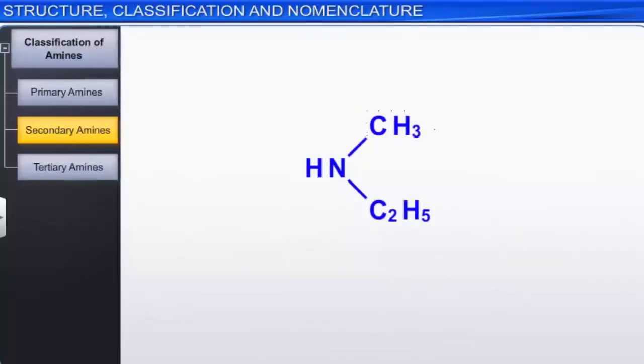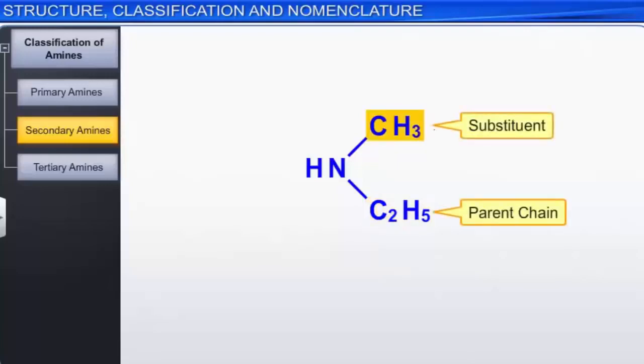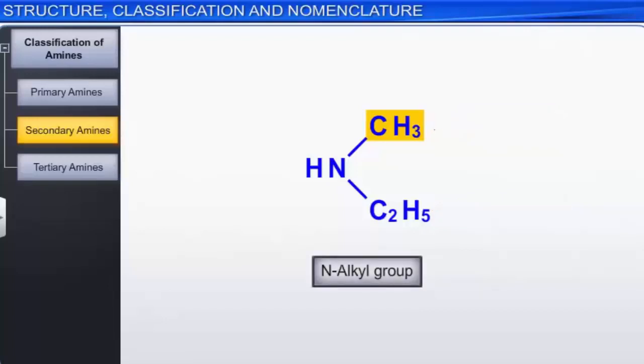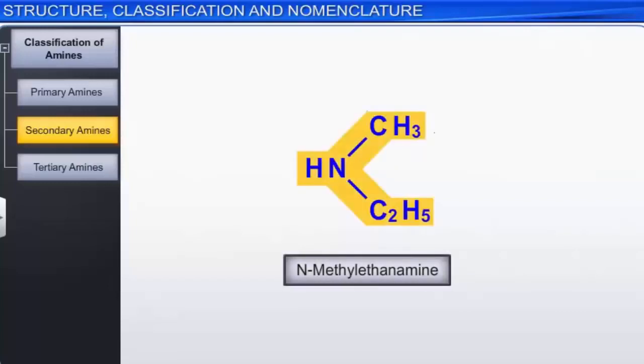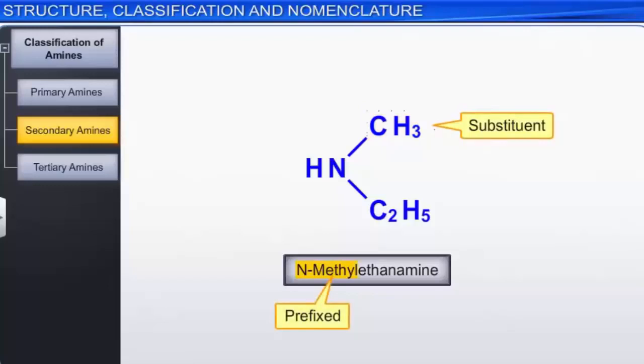If the N atom has 2 alkyl groups with different number of carbon atoms, then the alkyl group with the less number of carbon atoms should be treated as the substituent and prefixed as N-alkyl group. For example, in CH3NHC2H5, the CH3 group is considered substituent and is prefixed as N-methyl. Thus, the name of the compound is N-methyl ethanamine.